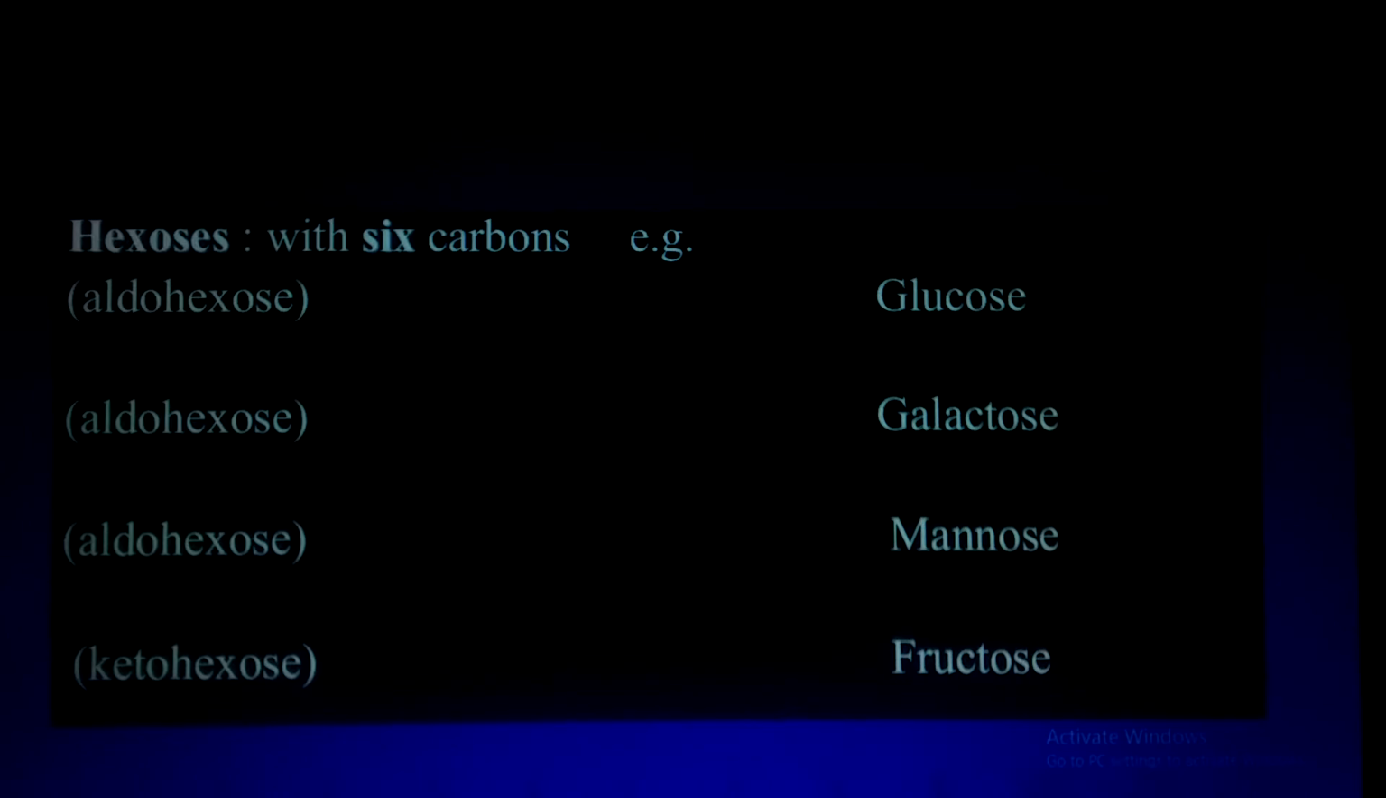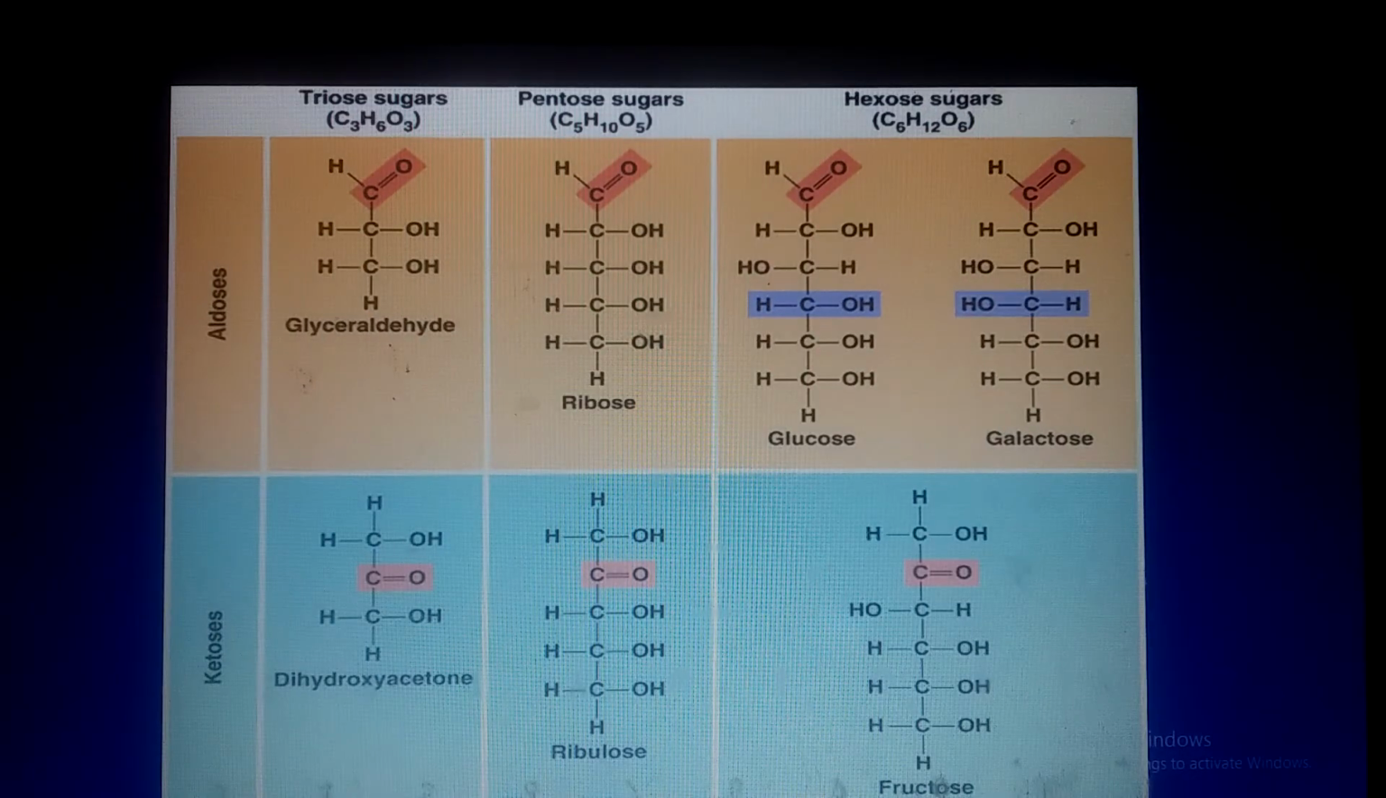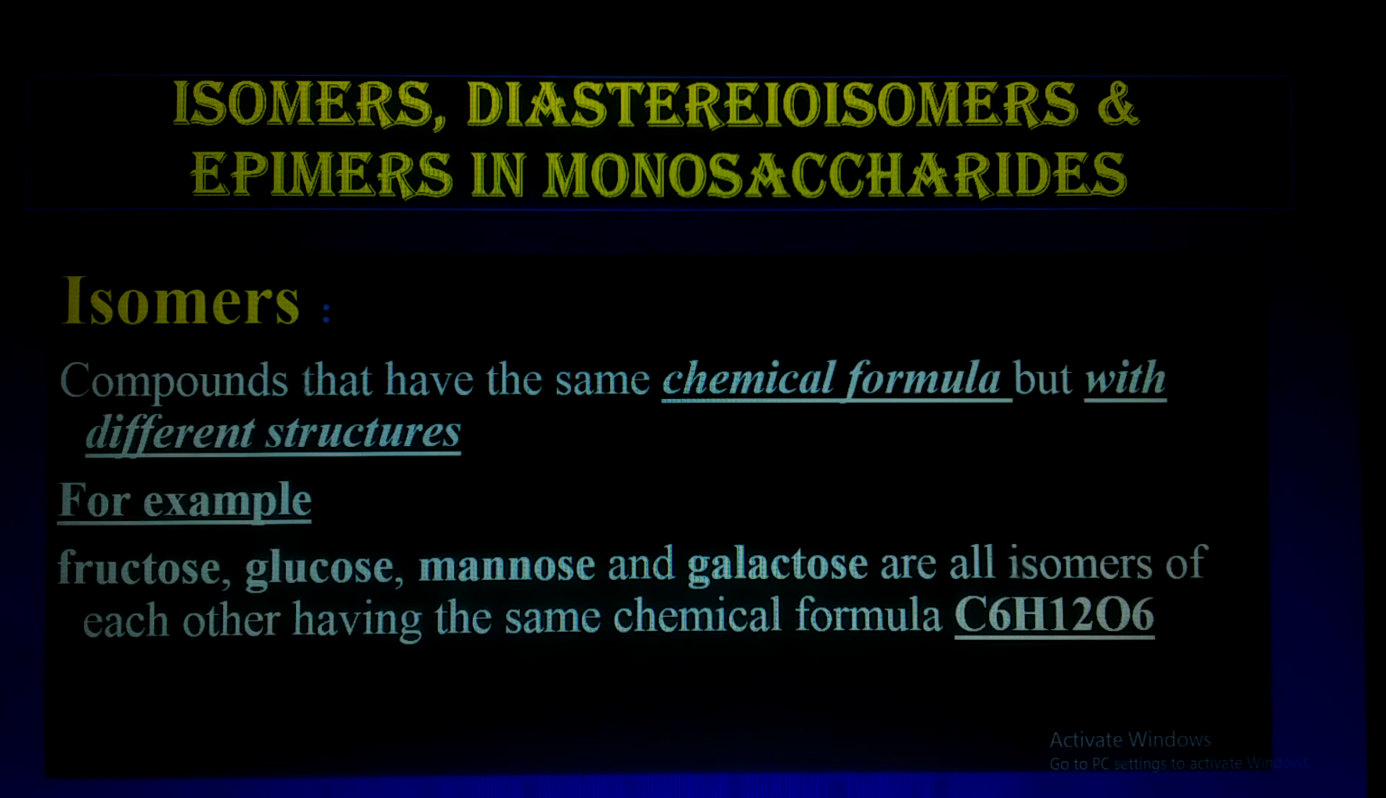Now hexoses, the most important hexoses: glucose, galactose, mannose, fructose, and you are now familiar. Glucose, galactose, mannose are aldehyde containing monosaccharides, and fructose is a ketone group containing monosaccharide. So all these you can see here on the screen, different types of monosaccharides with their functional groups. Is it clear? Okay. Now I'm going to discuss a little bit about stereoisomerism in monosaccharides: what are isomers, diastereoisomers, and epimers in monosaccharides.